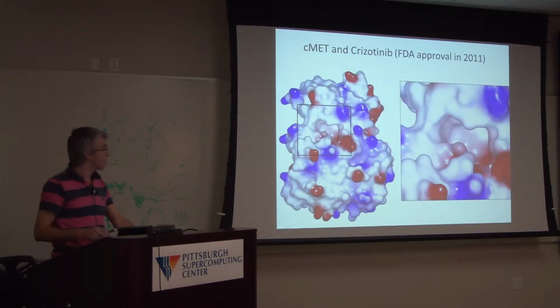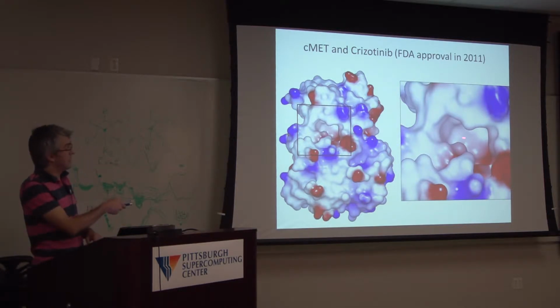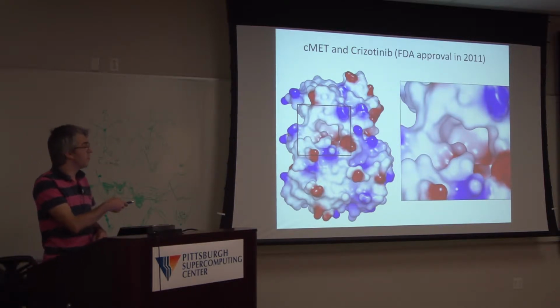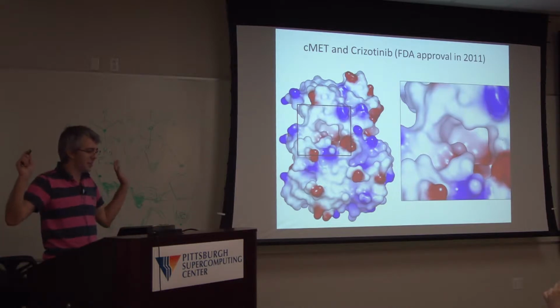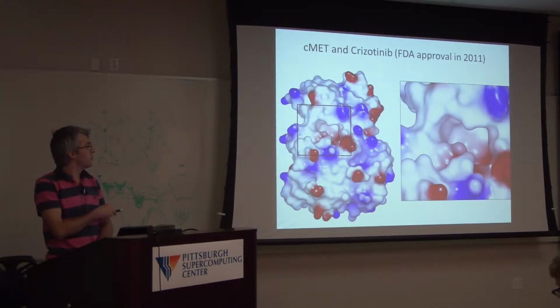Okay, so this is a close-up view of the cavity. You see the inside of the cavity is hydrophobic, and the hydrophobic part of the compound matches there. The water in that cavity is replaced. You know, water is probably not happy in this cavity. It's very restrained. It cannot form hydrogen bonds, and anything that fits shape-wise in this pocket would remove the water from there.